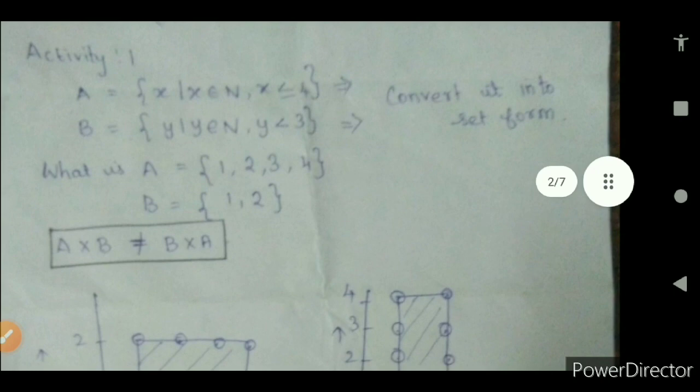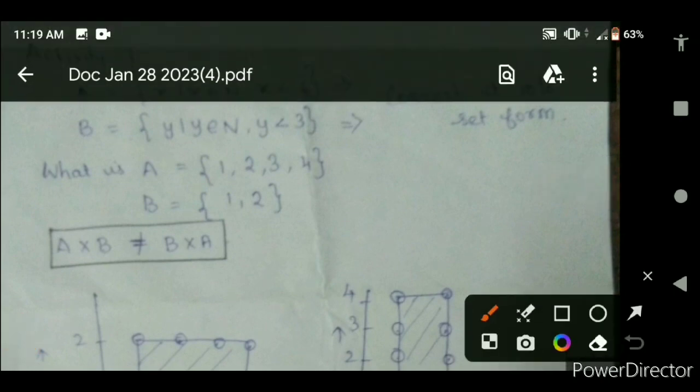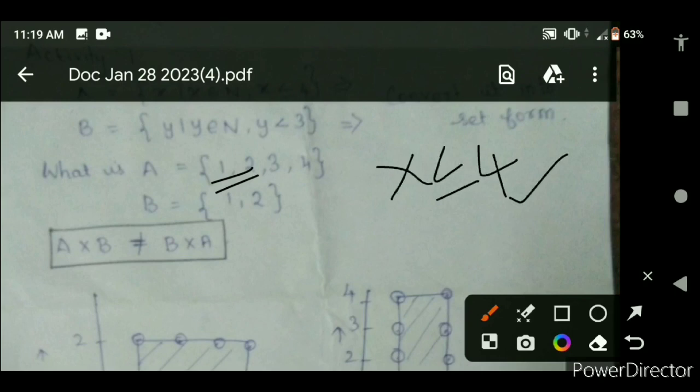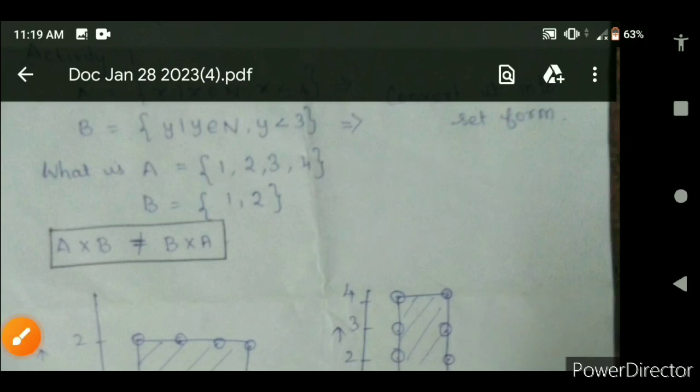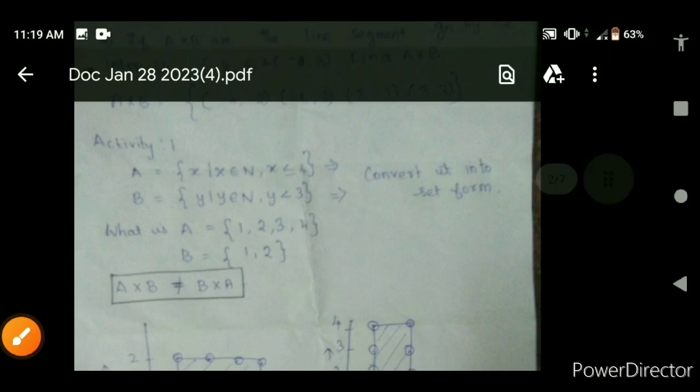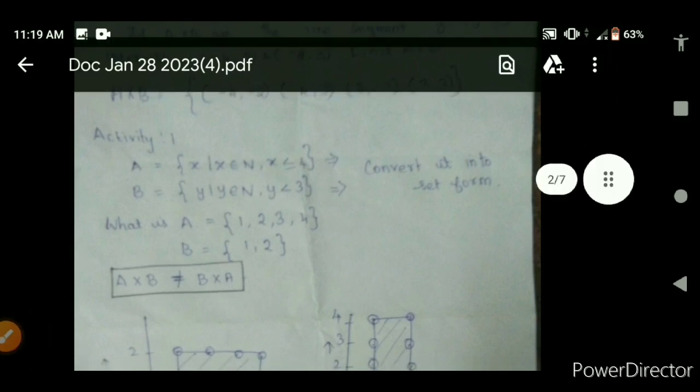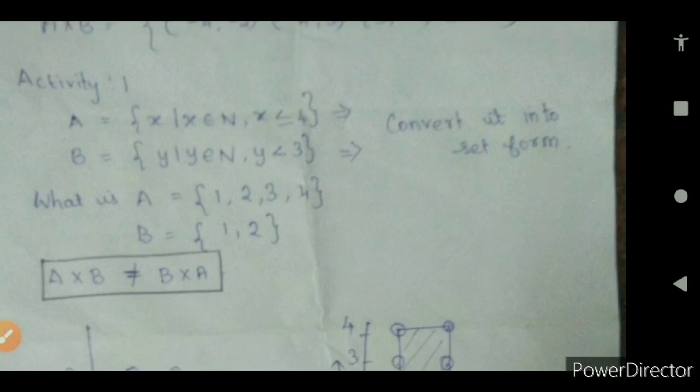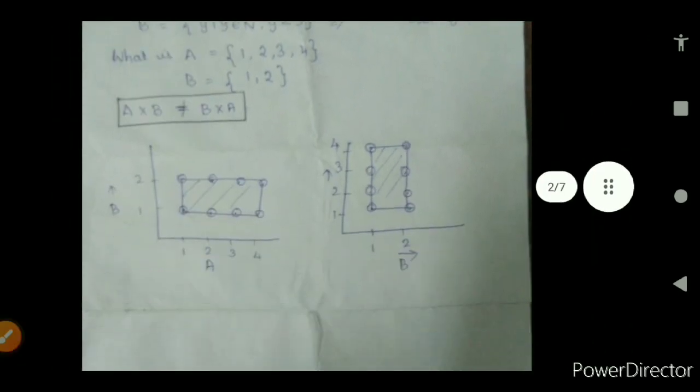See the activity. Here x belongs to natural numbers. Natural numbers start from 1. They have given 1 less than x less than or equal to 4, so we should include this 4 also. Then set A contains 1, 2, 3, 4. B also belongs to natural numbers. It is less than 3, so we can take 1 and 2 as objects here. Finding A cross B and B cross A, they won't be equal because the elements of A and B themselves are not equal.